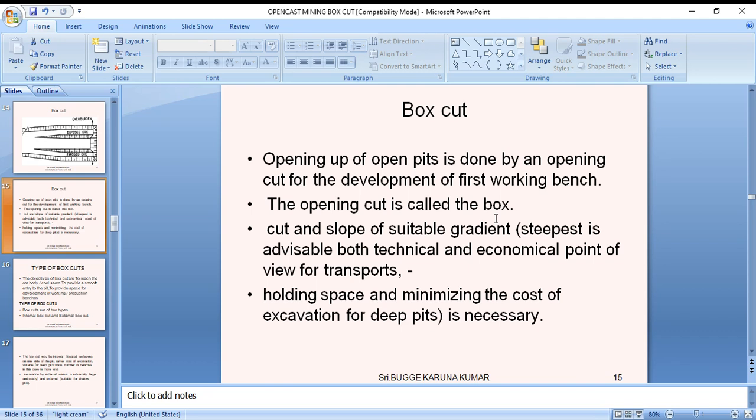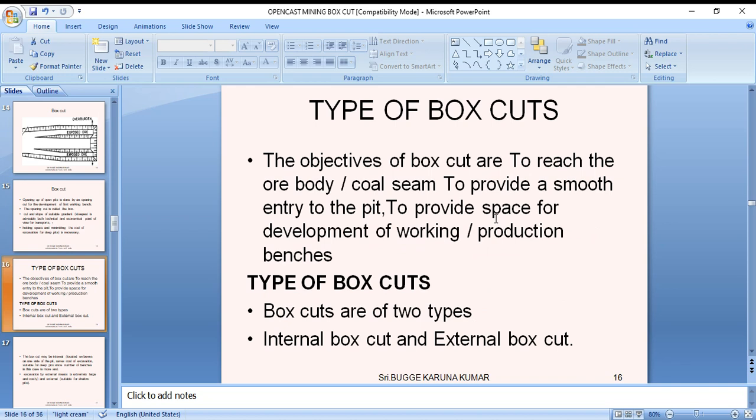Opening of the pit is done by the opening cut for development of the first working bench. The opening cut is called box cut, but the maintenance of the gradient for the entire life of the box cut is a major concern. Just like the shaft and incline in underground mining, the box cut is the one entry. Its location is also very important, as well as all the activities going through this box cut. So these are types of box cuts.